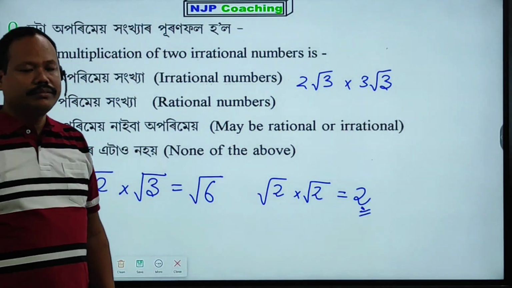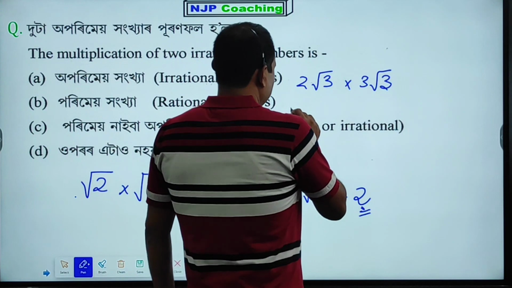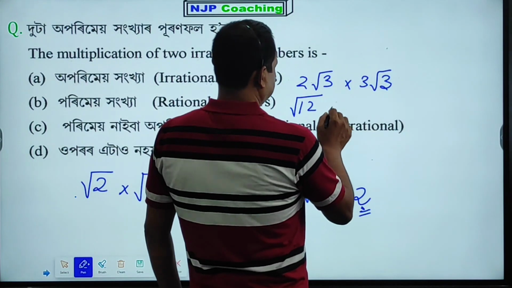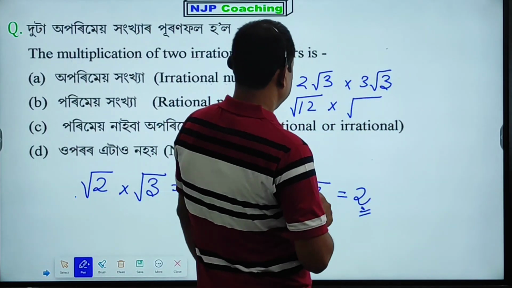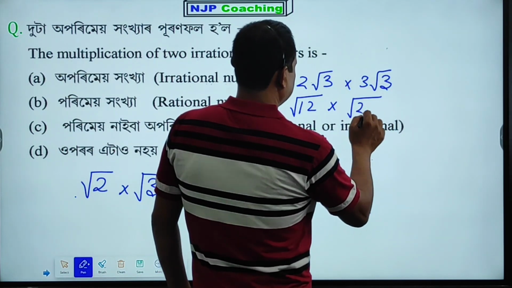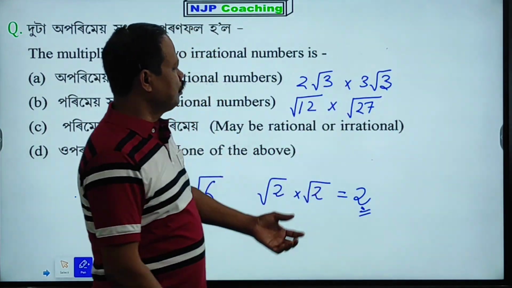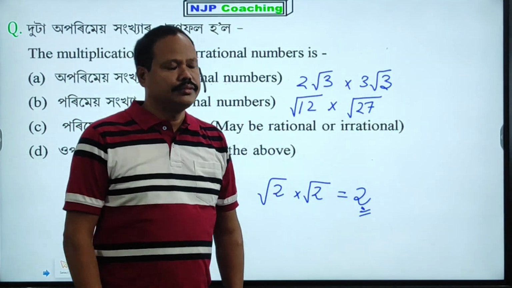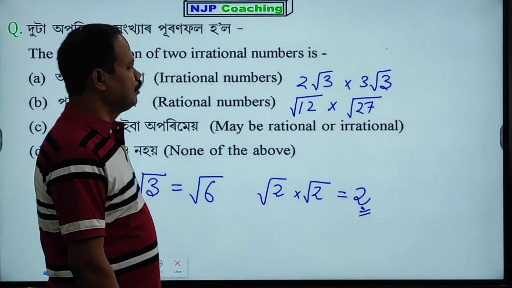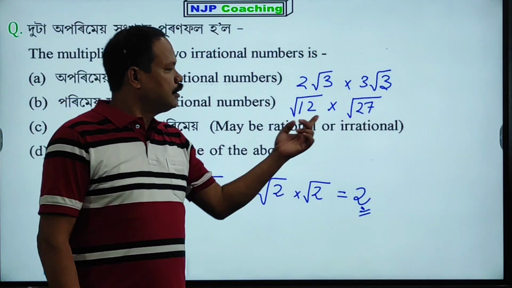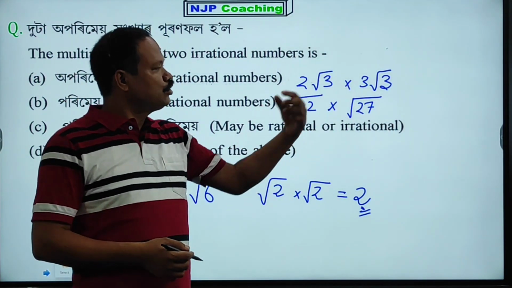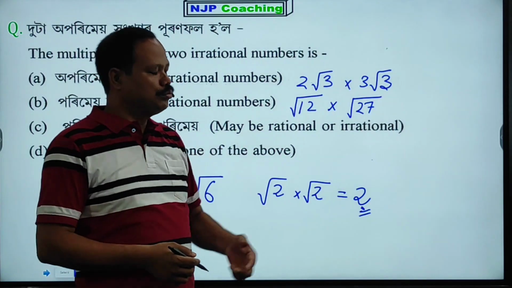Suppose root over 12 into root over 27. I am writing the same numbers. 2 root 3 means root over 12, and 3 root 3, that is root over 27. So both are irrational numbers, root over 12 and root over 27. The product of these two is rational because the square root will be removed.